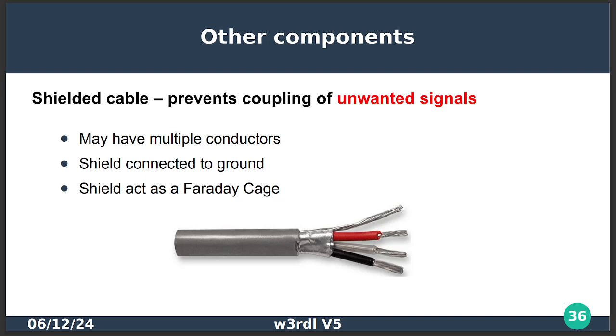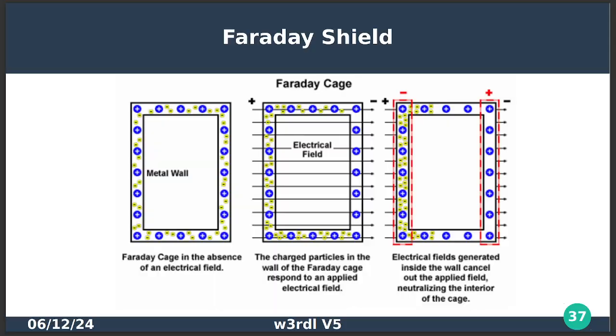The shield acts as a Faraday cage. And a Faraday cage keeps unwanted electronic signals outside, or in some cases can be used to keep them inside. And this gives you a couple of examples of a Faraday cage. In the absence of an electrical field, all it is is a metal wall.